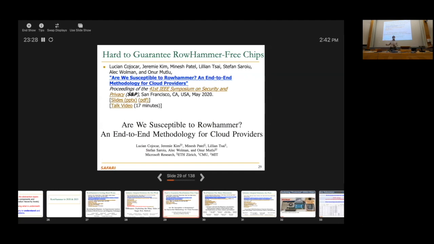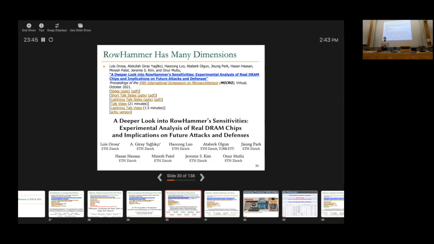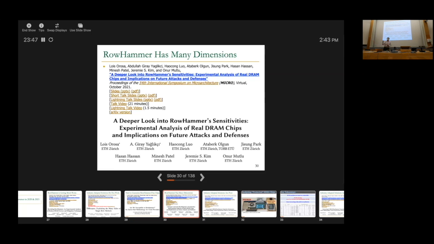These are some of the results from very recent years. This was the work that you did together with Microsoft. You get a chip, and it's very difficult to say whether it's RowHammer free or not, because we don't know how to test it good enough. And there are many dimensions to RowHammer. It's affected by temperature, for example. It's affected by different access patterns that make it worse or better. I'm going to leave it at that.